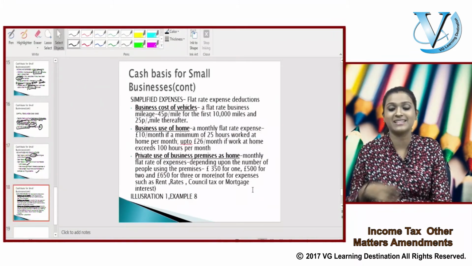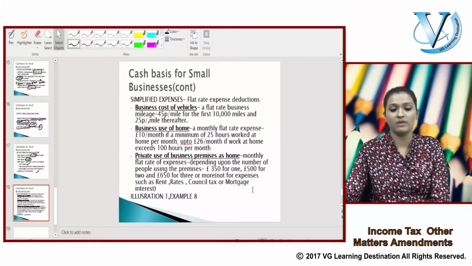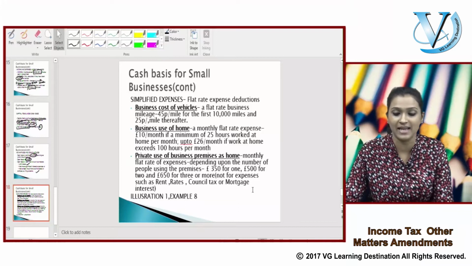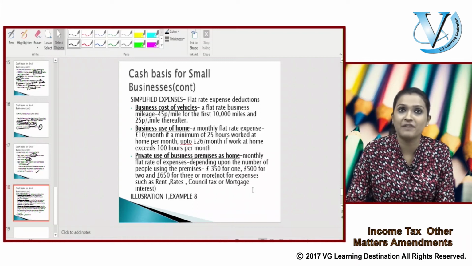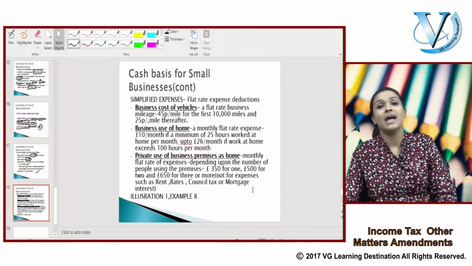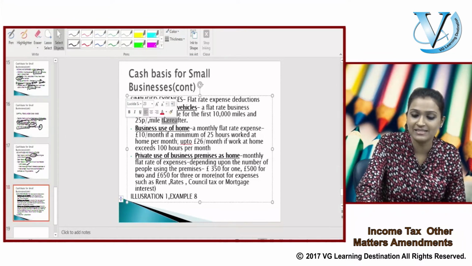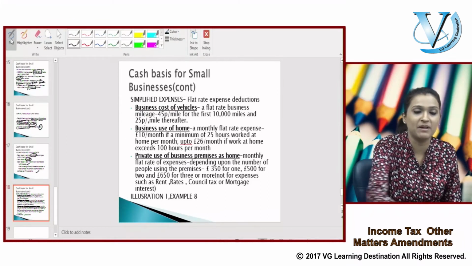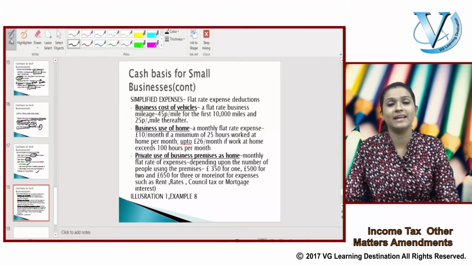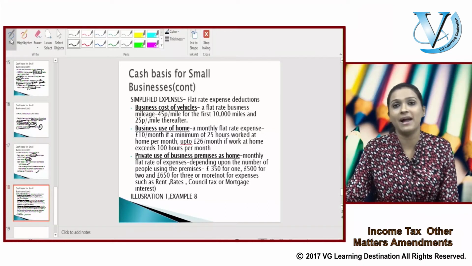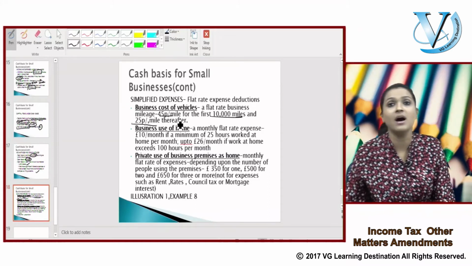What are the simplified expenses that we're going to take for cars? Mileage. First, the business cost of vehicles is taken at a flat rate of 45 pence per mile for the first 10,000 miles and thereafter at 25 pence per mile. So very simply, you are taking a very simplified expense for the cost of the vehicle. You are taking it at 45 pence per mile for the first 10,000 miles, thereafter at 25 pence per mile.